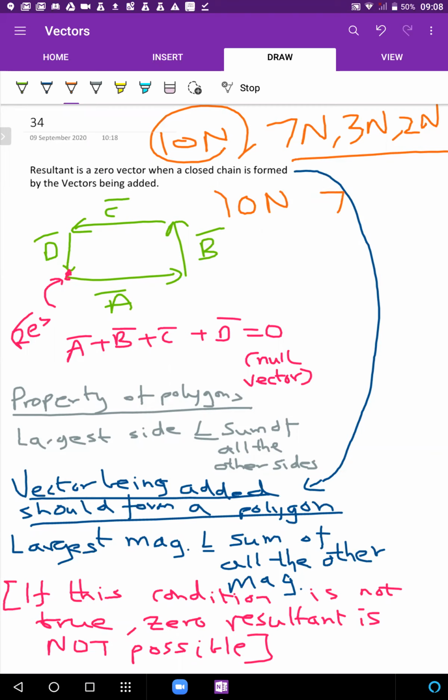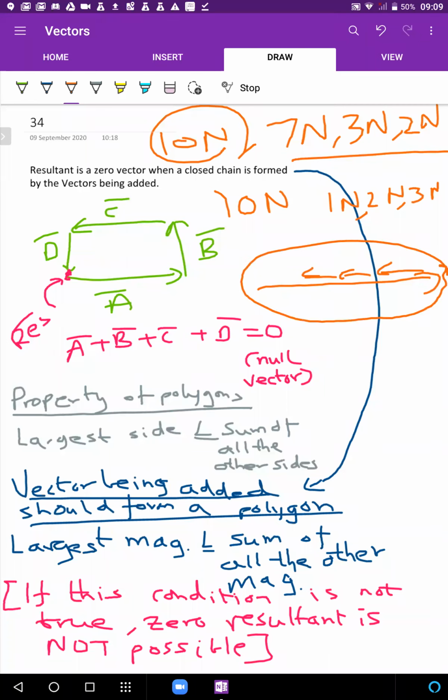Look, going back to the first example, 1 Newton, 2 Newton, 3 Newton. Can I form a polygon with these vectors? My largest magnitude is not less than or equal to the sum of the others. My largest magnitude is greater than the sum of the others. When I try to join them, as I said, in no case can I even form a closed polygon. So if I can never form a closed polygon, can my resultant be zero?